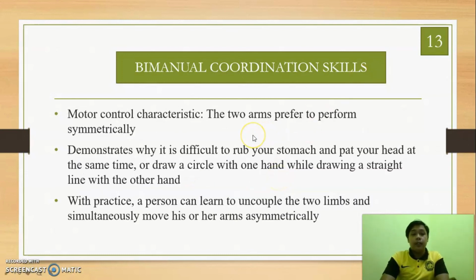The last slide is about bimanual coordination skill and its motor control characteristics. The two arms prefer to perform symmetrically. And the second point demonstrates why it is difficult to rub your stomach and pat your head at the same time, or draw a circle with one hand while drawing a straight line with the other hand.